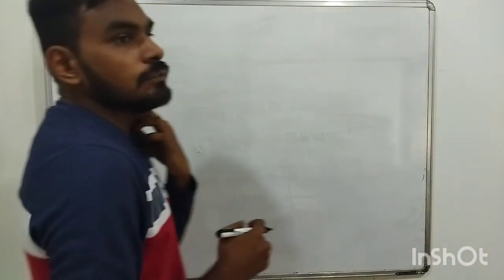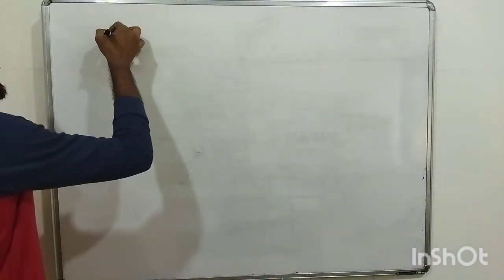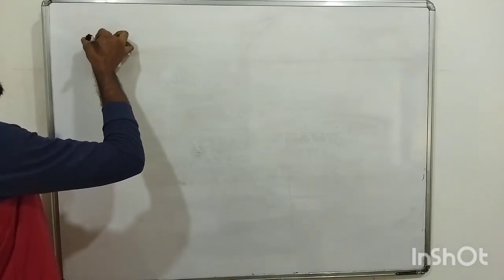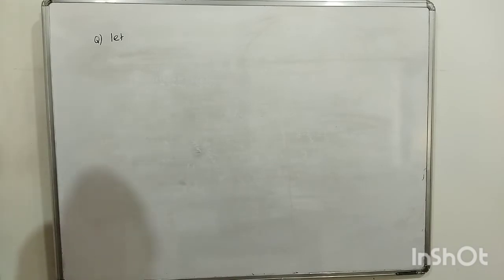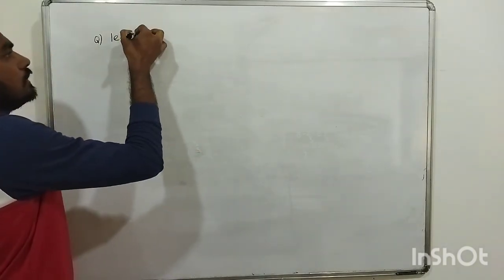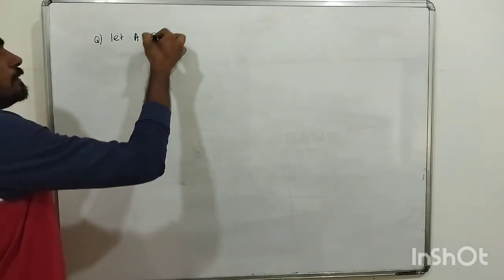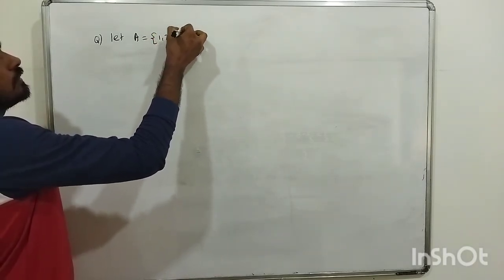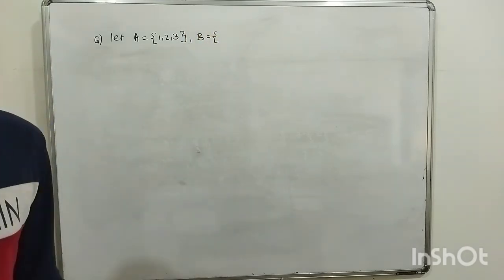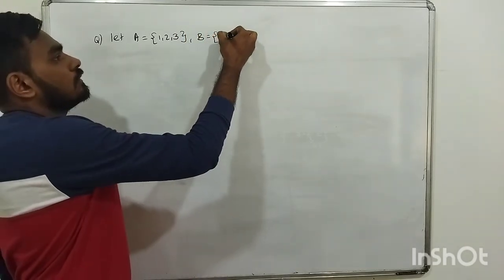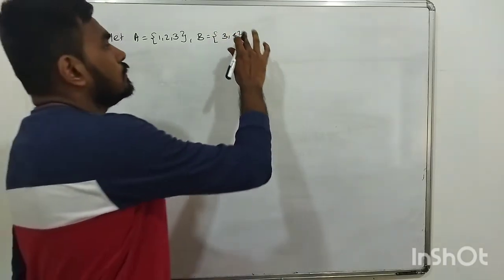Okay, so next we'll do one example on this. In this example we just combine union, intersection and cross product. Let A is equal to {1, 2, 3}, B is equal to {3, 4}, and C is equal to {4, 5, 6}.